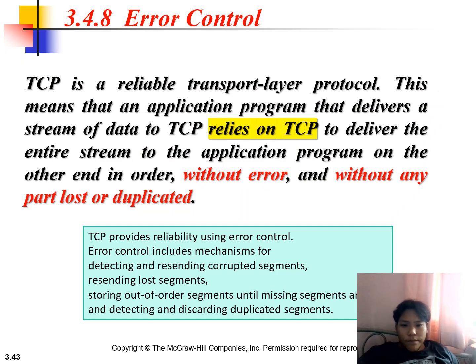Error control. TCP is a reliable transport layer protocol. This means that an application program that delivers a stream of data to TCP relies on TCP to deliver the entire stream to the application program on the other end in order, without error, and without any part lost or duplicated.